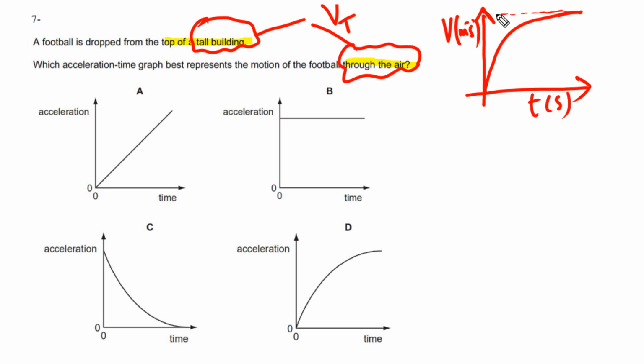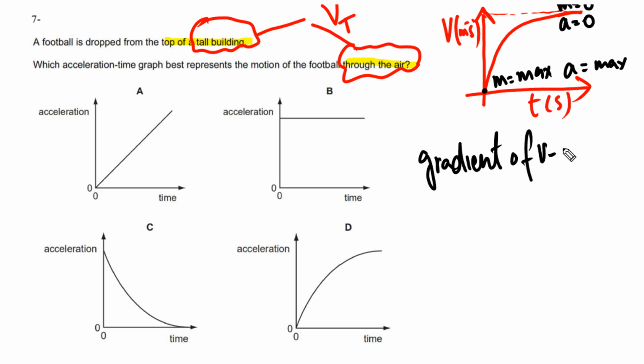So finally you can see the gradient becomes zero. If you look at this point, the gradient, the m, is maximum. So we can say the value of a is also maximum. And finally, the gradient is equal to zero, so we can also say that acceleration is equal to zero. One thing I need to explain to you is that the gradient of a velocity-time graph is equal to acceleration. That's the reason we said when the gradient is maximum, it means a is maximum, and when the gradient is zero, it means a is zero, because the gradient of the v-t graph is equal to a.